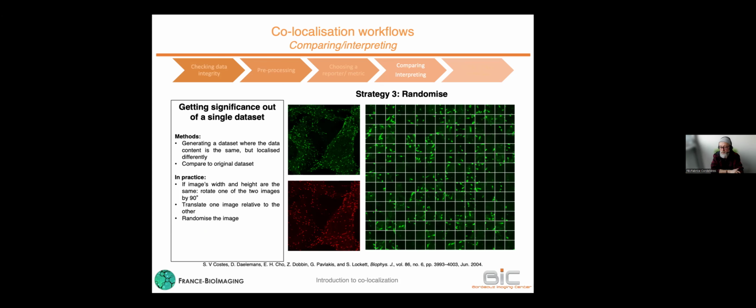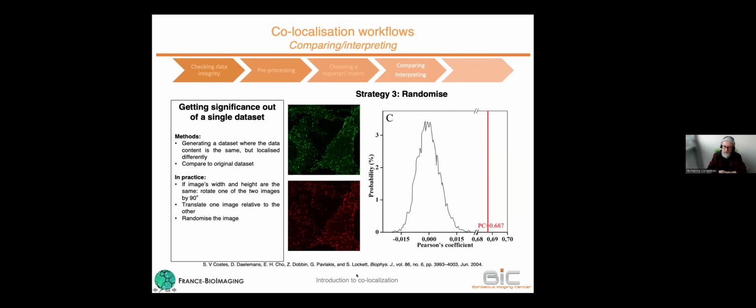And you end up with a different image, but with the same content. From there, you can compare the randomized image to the original image from the other channel and compute the correlation coefficient. You do this, let's say, 5,000 times, and you might be able to plot the distribution of the Pearson coefficient that you get randomly.